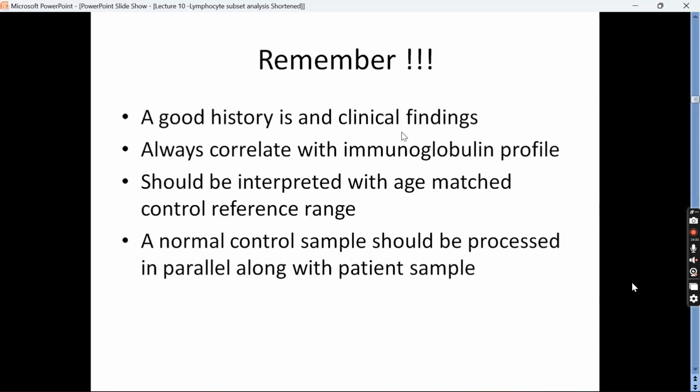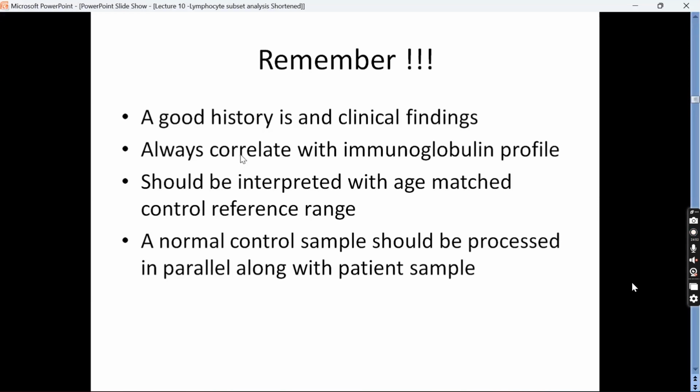Okay, so that good history and clinical finding is very important, and you should always correlate with immunoglobulin profile. For the simple reason that when you find any abnormality in flow cytometry, especially in the T or B cells, the immunoglobulin is like functioning evidence. If immunoglobulins are low, that means there is some problem.